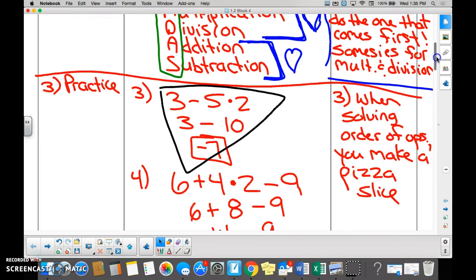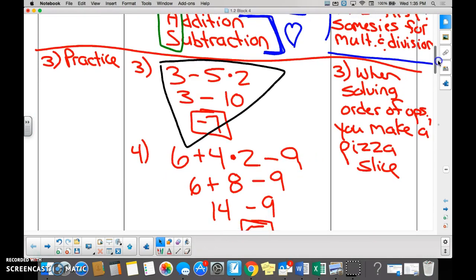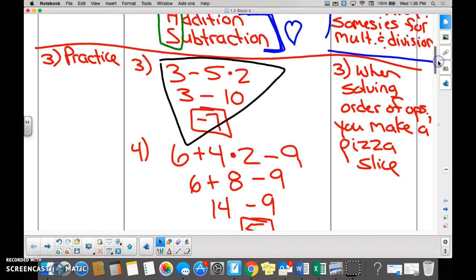Okay, and then down here, number 3, this is our practice. What are we making when we're practicing order of operations and showing all of our steps? What are we actually making, everybody? A pizza slice. And the reason we say we're making a pizza slice is because our problem starts out really long, and we do one step at a time, and by the time we get down to the final answer, we just have the narrow part of a pizza slice, right?